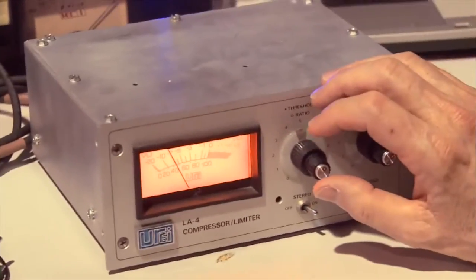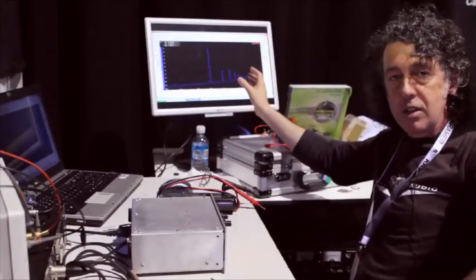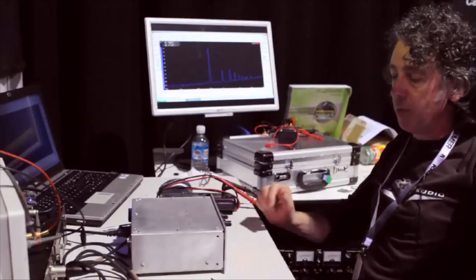6 dB gain reduction, and we can see the distortion components come up. They look quite significant there. It's still about 0.1% distortion, so it's not gross distortion, but it's definitely audible.